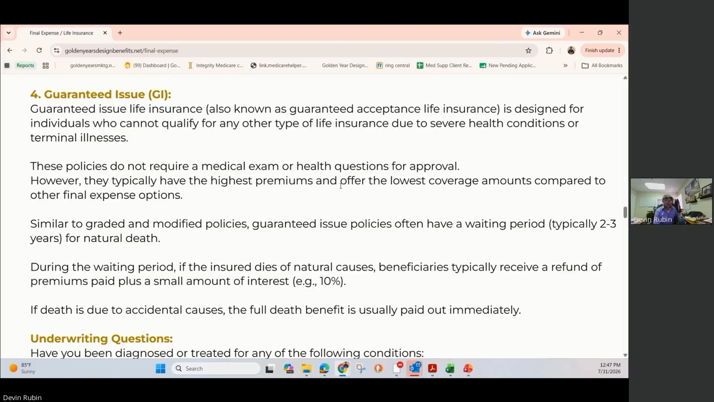If death is due to accidental causes, just like the other policies, the full death benefit is usually paid out almost immediately. So I can give you an example.